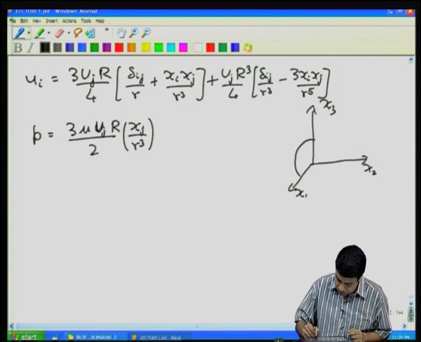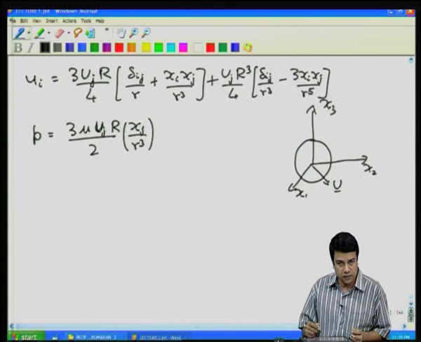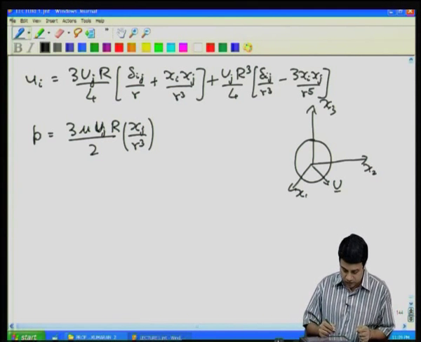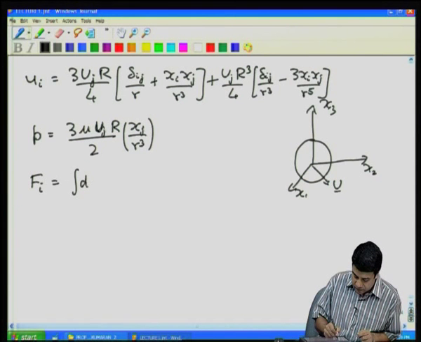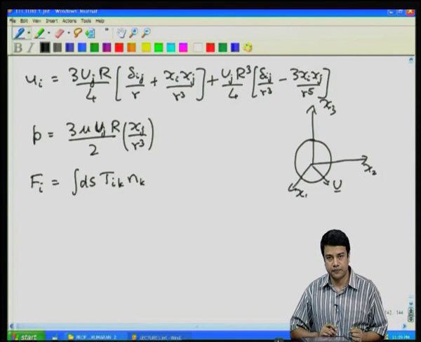The spherical particle is moving with some velocity U, and I need to calculate the force acting on the spherical particle. The force acting on the spherical particle is of course the integral of the stress dotted with the unit normal integrated over the surface of this particle. So, force acting on the particle is equal to integral over the surface of the stress dotted with the unit normal.